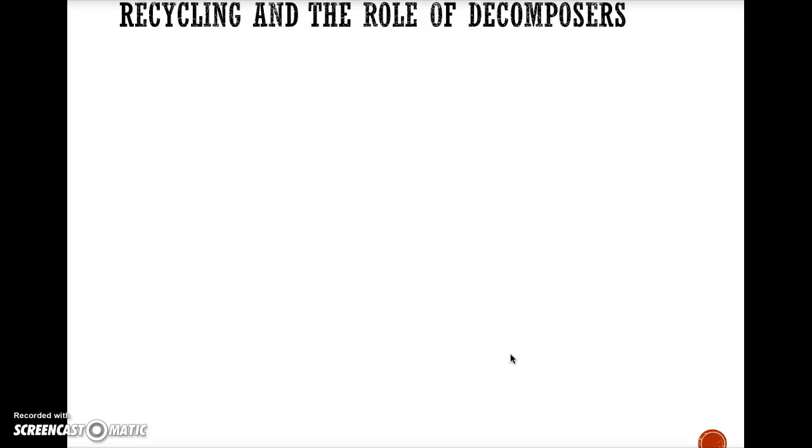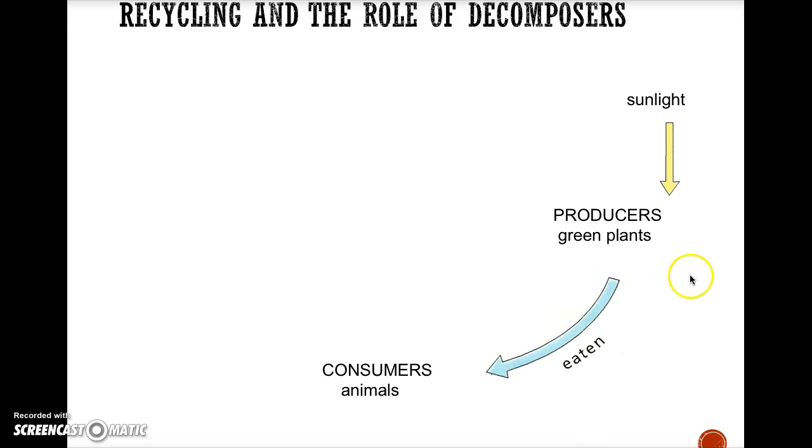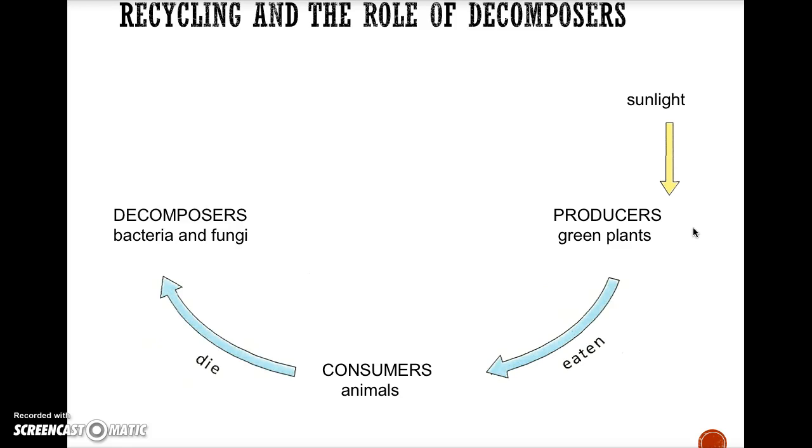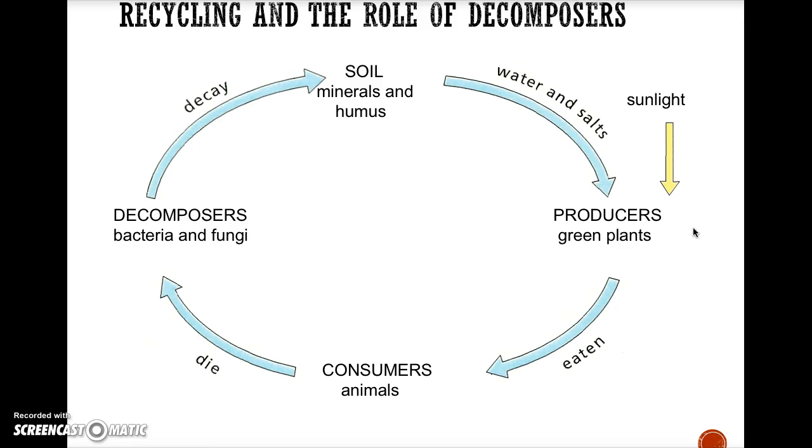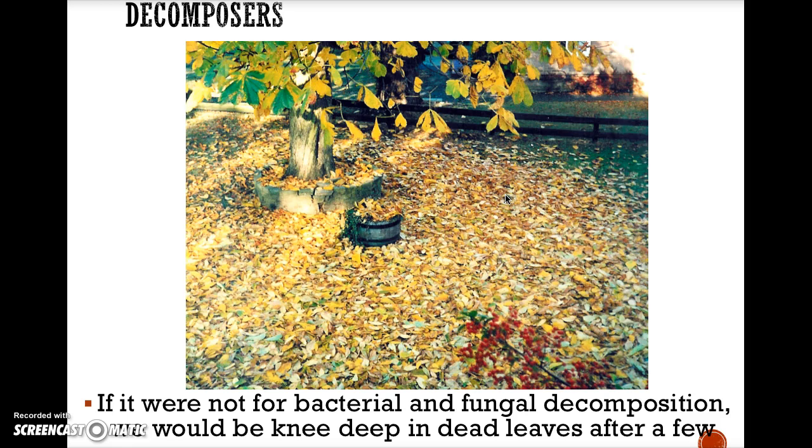So, the recycling and the role of decomposers. Sunlight goes to the producers, the green plants, which are eaten by the consumers, which eventually die. The decomposers, bacteria and fungi, use the decay in the soil to create minerals and humus, not hummus, humus. Then water and salts go back to the producers. So this is a full other cycle that is necessary as part of ecology in our world. Once one of these is affected, a lot of the cycle can be thrown off. And producers die, and they're also decomposed.